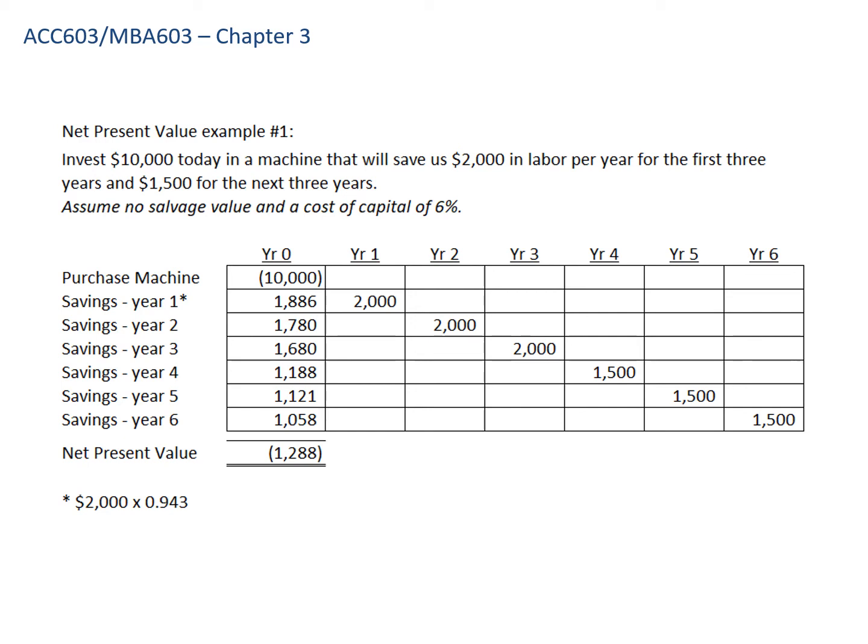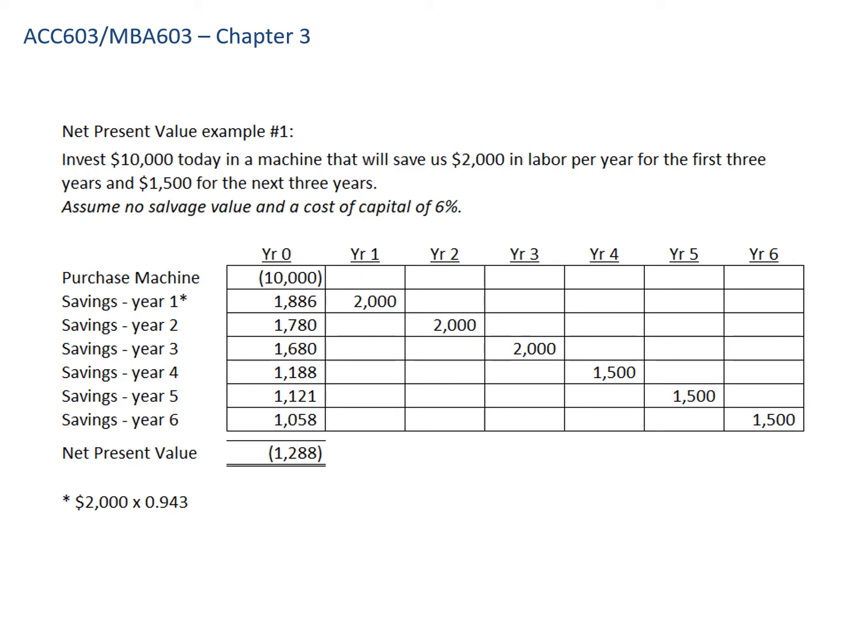So I've got a bunch of savings there that are all in today's dollars. And I've got the expense of the machine, $10,000, and you can see here that it has a net present value of negative 1,288. Even though I'm going to be getting 4,500 plus 6,000, 10,500 in savings versus 10,000 for the machine, because it's out in the future, it doesn't have the same value as the 10,000 I'm putting out today. So in this case, we should say, no, this is not a good project to do if our cost of capital is 6%. In this example, we assume no salvage value.